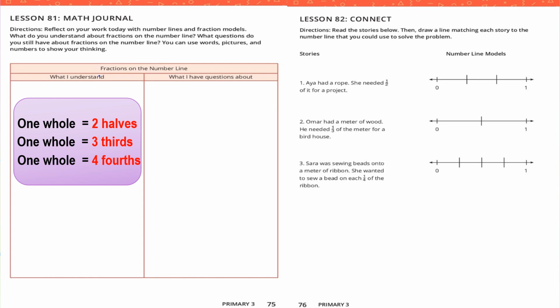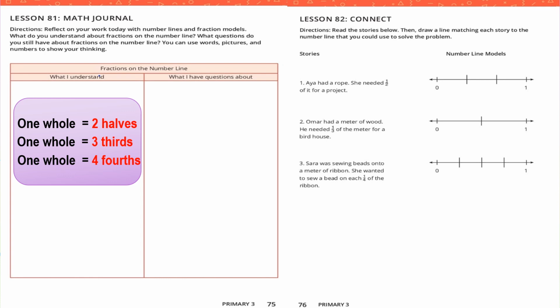Here we have three number lines. Which number line has two equal parts and 1 dash? The first, the second, or the third? Yes, the second has two equal parts.